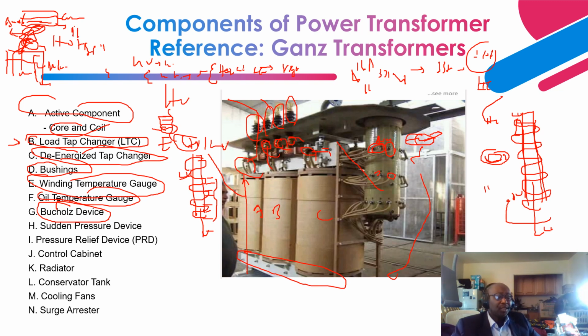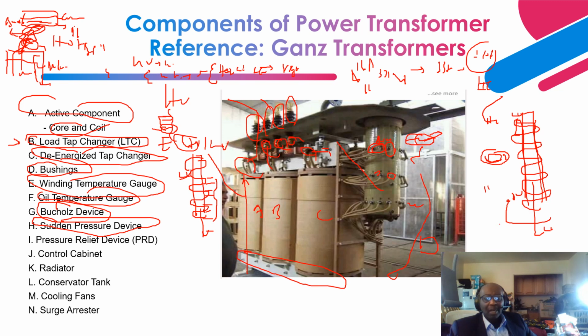Next is a sudden pressure device, right? Okay, so the sudden pressure device basically is the first line of defense for a through fault, or basically a close-in fault, right? If you have a transformer and you have a close-in fault, that is a fault in close proximity to the power transformer, that basically creates a movement inside the transformer.